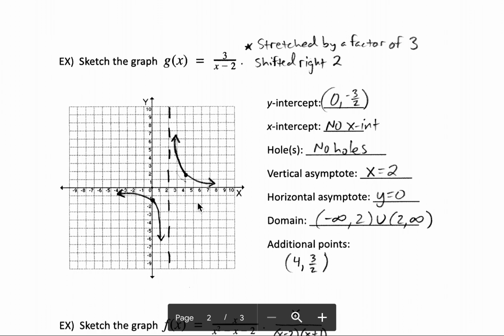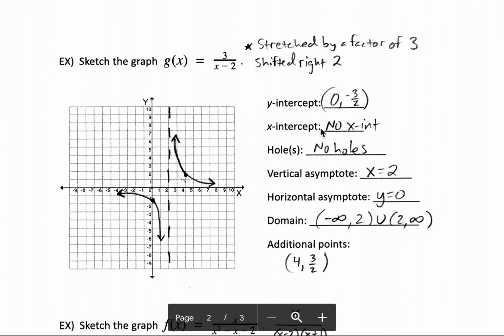While the horizontal asymptote did occur on the x-axis, that's not really the reason why we don't have x-intercepts. So be careful there, because we could have a horizontal asymptote occurring on the x-axis and still have an x-intercept because we're allowed to cross a horizontal asymptote.